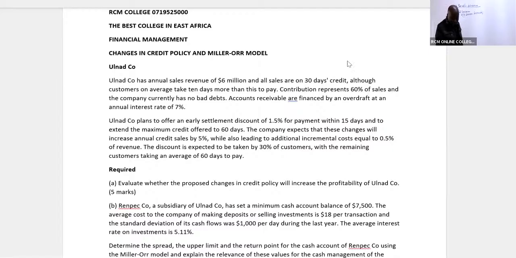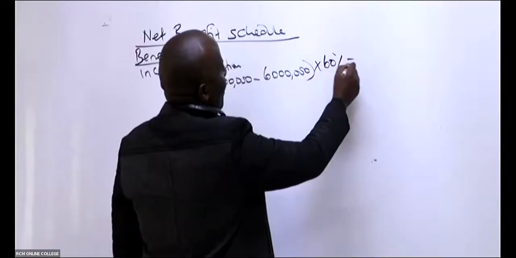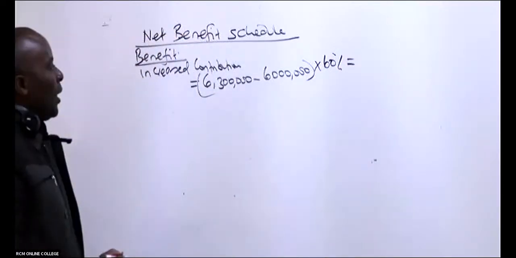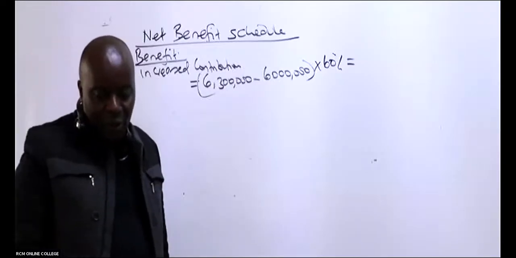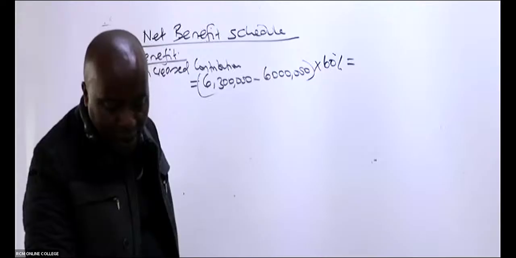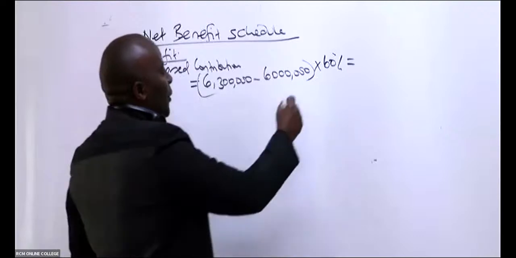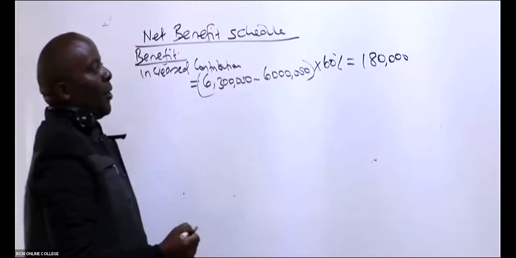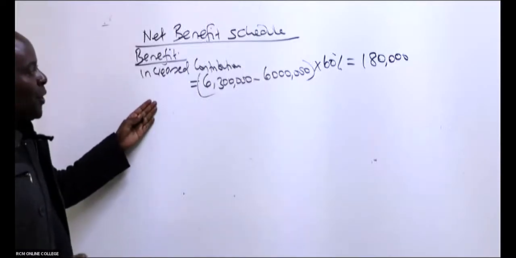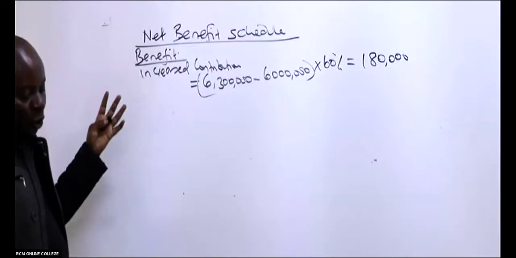So 60% of that increased sales. So times 60%. Then this will give me what figure? The increased contribution. Now they are no longer talking to me. I don't know why. 180,000. In some questions, we normally have reduced bad debts. This question does not have bad debts, so we go to costs.